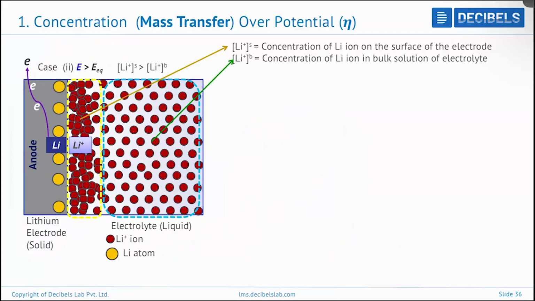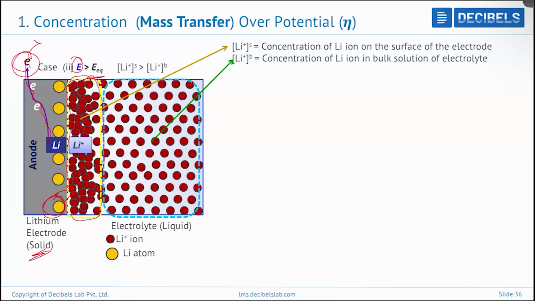But let us consider the second case. If the applied potential is greater than the equilibrium potential, then an oxidation reaction takes place. The lithium metal from the electrode undergoes oxidation. You can see it is releasing an electron outside, and that lithium becomes lithium ion. So where will that lithium ion go? Obviously, it will go near to the solution, close to the electrolyte.